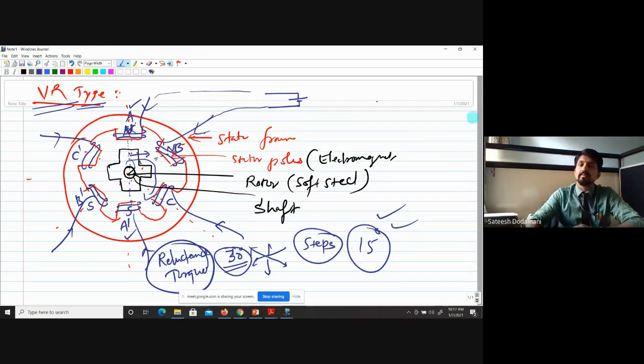But basically we use hybrid stepper motors in our work. We use hybrid stepper motors.